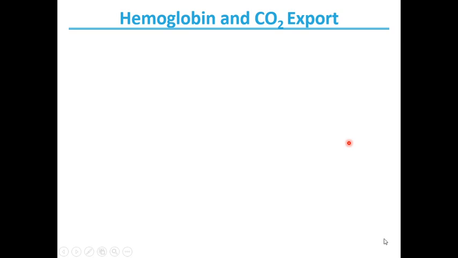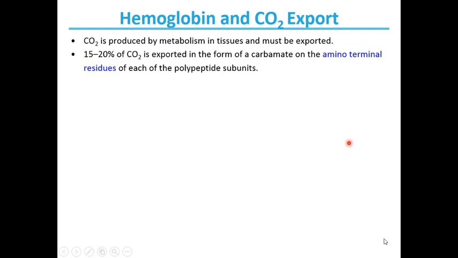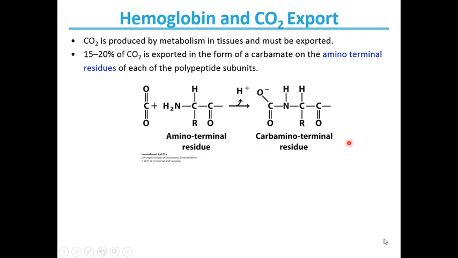Hemoglobin is also involved in carbon dioxide export. Carbon dioxide is produced by metabolism in tissues and must be exported. 15 to 20% of carbon dioxide is exported in the form of carbamate on the amino terminal residues of each of the polypeptide subunits in hemoglobin.